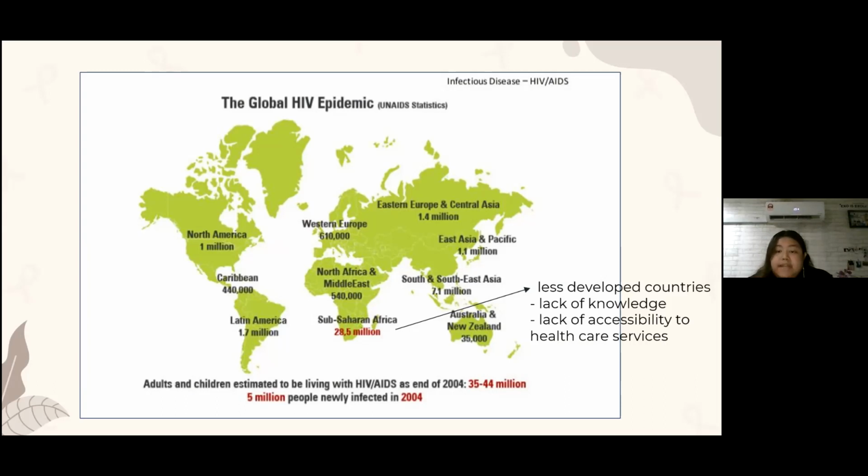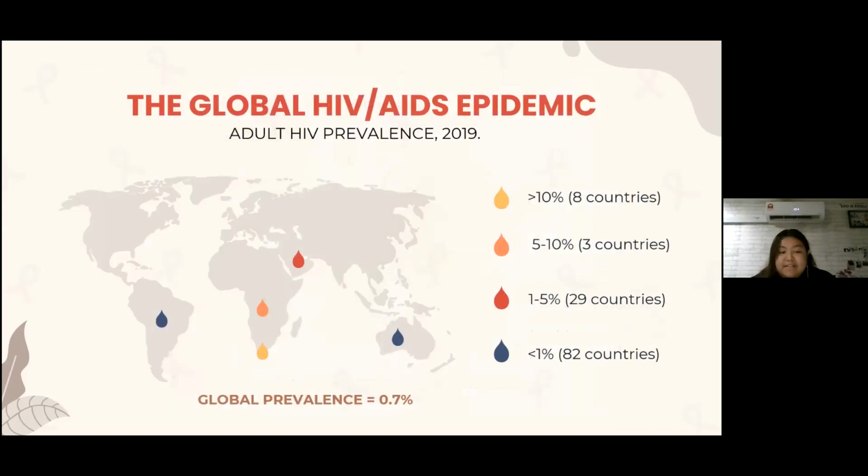So lack of knowledge means they have a restricted amount of information on the disease. This is due to having fewer resources and fewer campaigns made. Also, they have a lack of accessibility to healthcare services, which causes the HIV infection to make people more vulnerable to existing diseases such as malaria and malnutrition. Next slide, please.